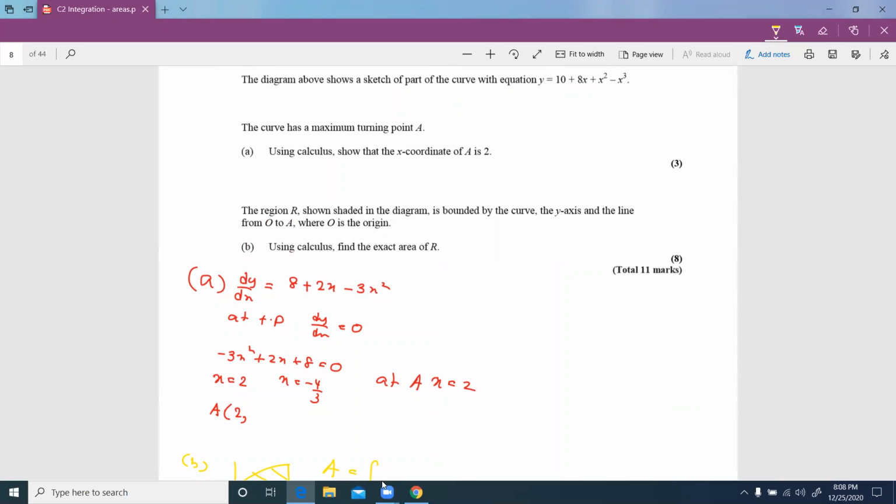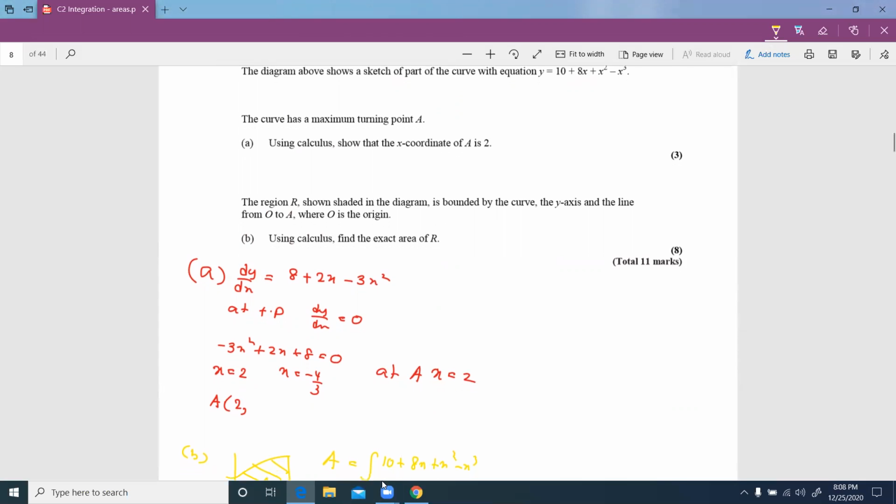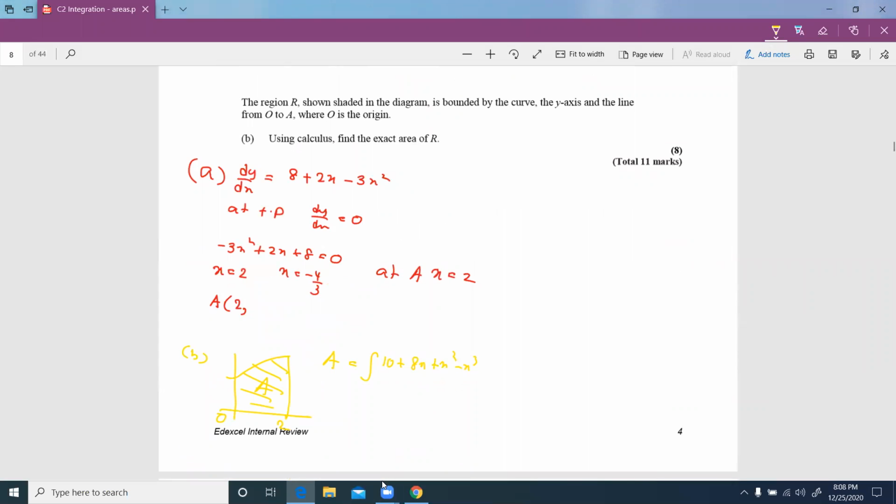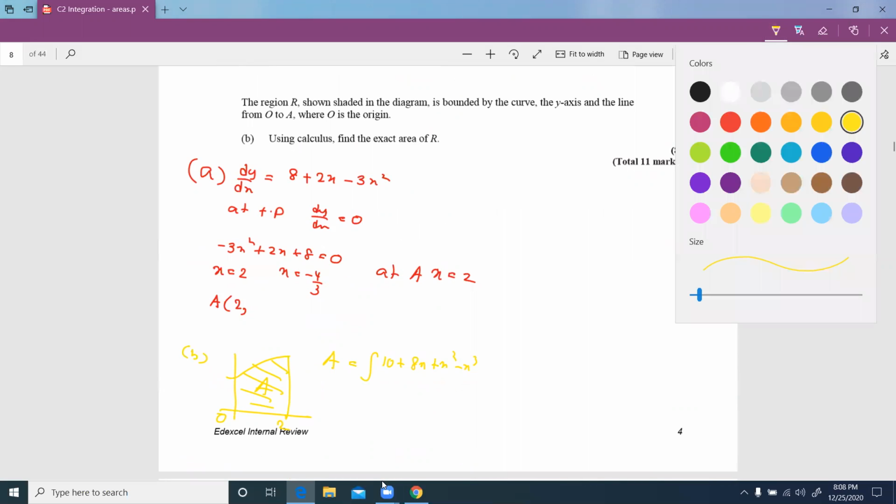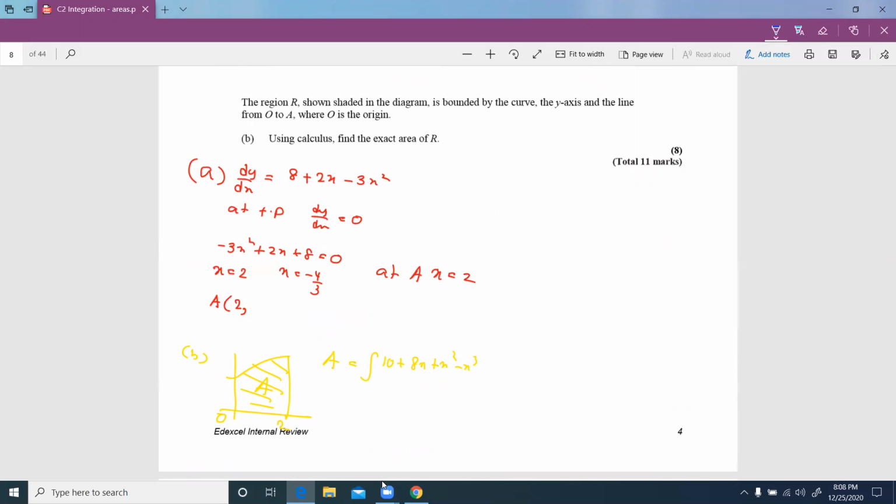You can write that as 10 plus 8x plus x squared minus x cubed, in a different color so it will be much clearer. You can see this. So if you do this integration, you have to do it from 0 to 2.